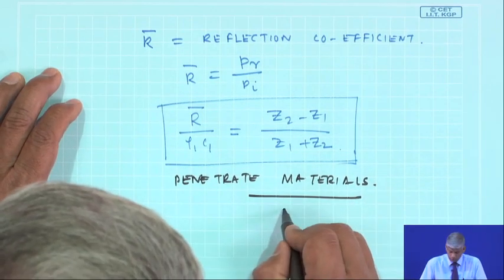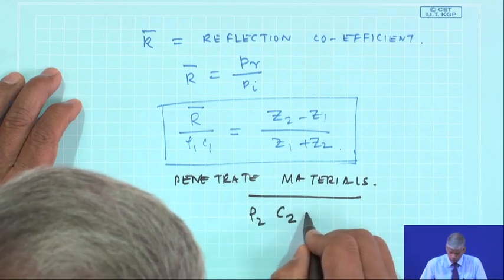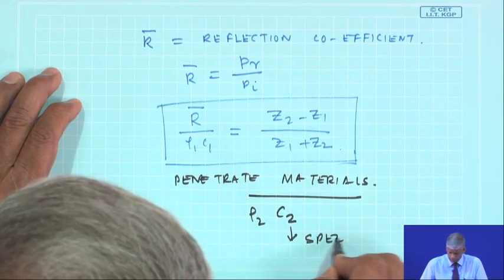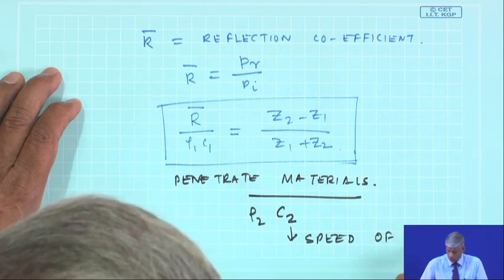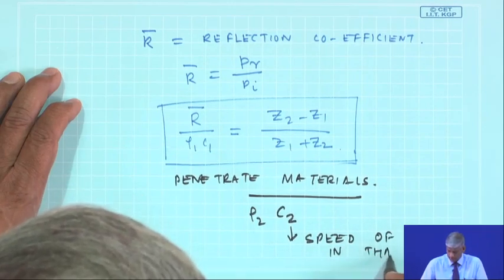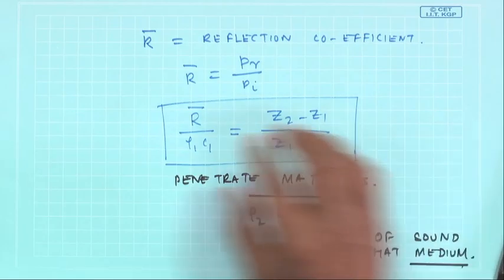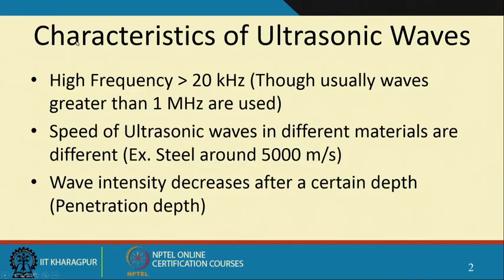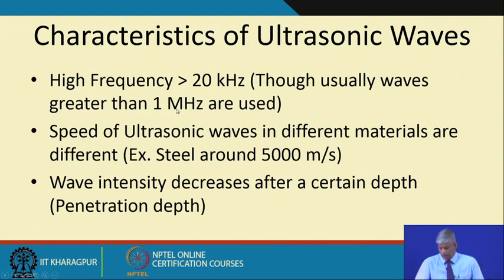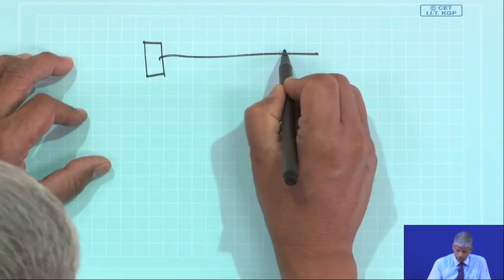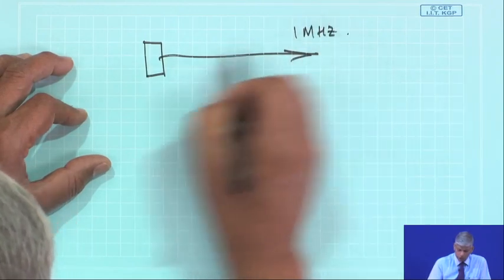Of course, the most important thing is that I need to know rho 2 C 2, where C is the speed of sound in that medium. Okay. So, the characteristics of ultrasonic waves is they are high frequency. Typically, waves greater than 1 megahertz are used. So, I can have an ultrasonic generator, which is nothing but a piezoelectric crystal, which is made to oscillate and generate very high frequency ultrasonic waves.